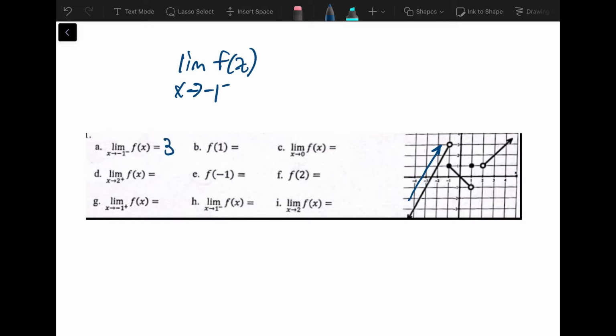Okay, come on. Question B. f of 1. What is f of 1? We come down here to 1, move it up, right there. That's because this is a hole. Down here, that's a hole, so we don't count that. But up here, the dot, so f of 1 is 1.